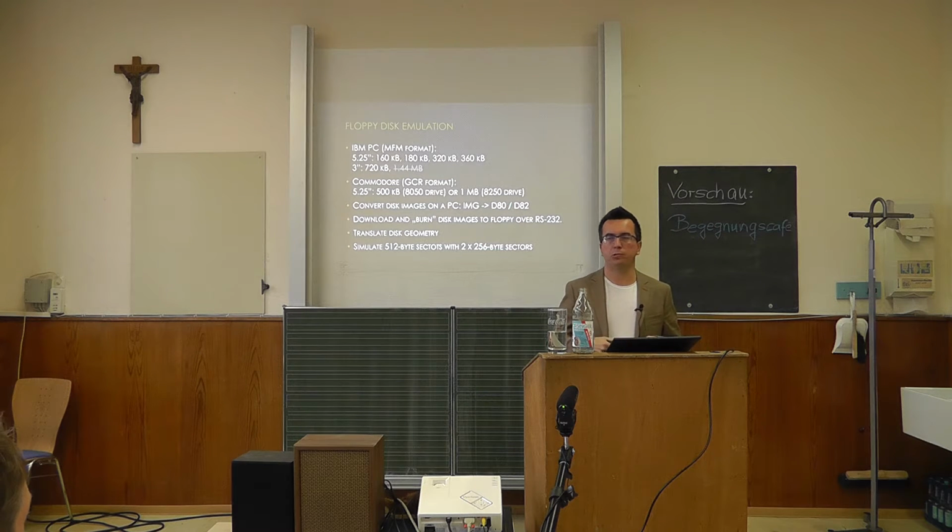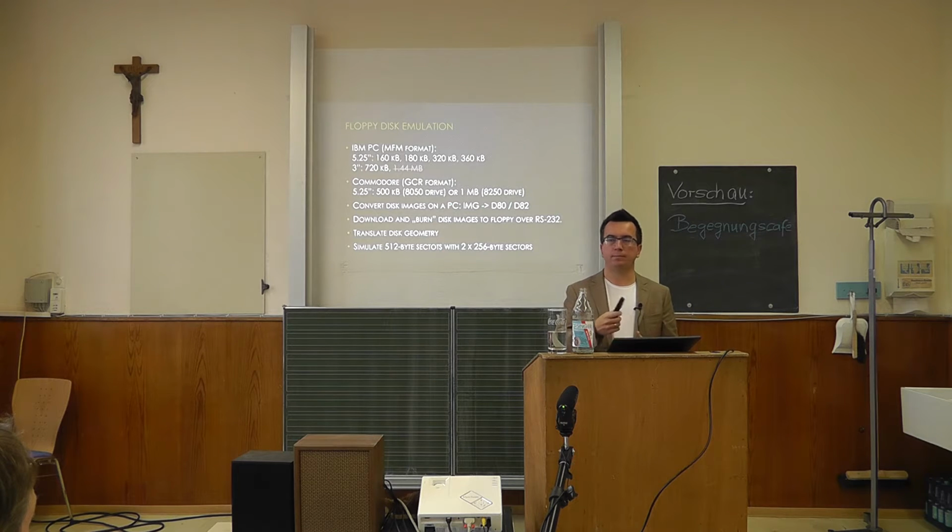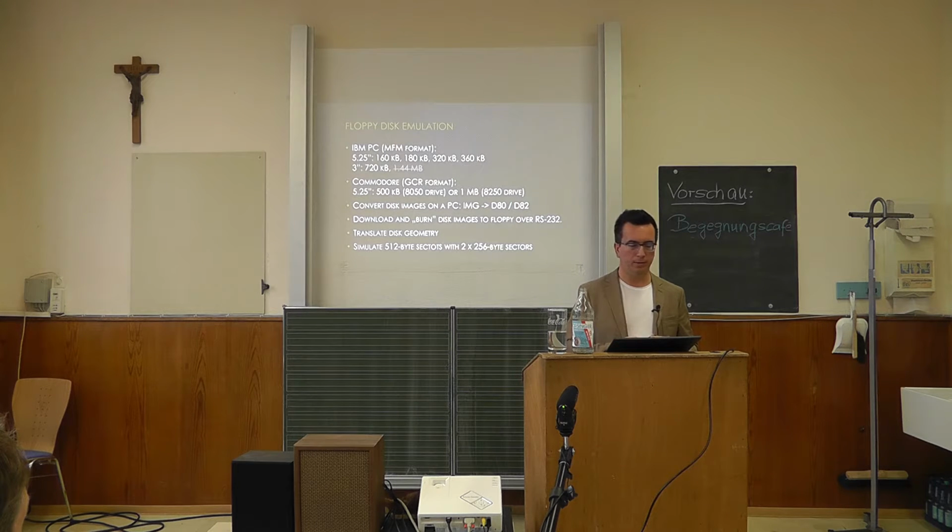You also need to access PC disks somehow. So this is what I did. There are many different floppy formats for a PC. But what you can do is just copy them sector by sector to a Commodore GCR diskette. You can create a Commodore disk image this way on your computer, and you can download it by a serial cable and write it sector by sector to a Commodore diskette.